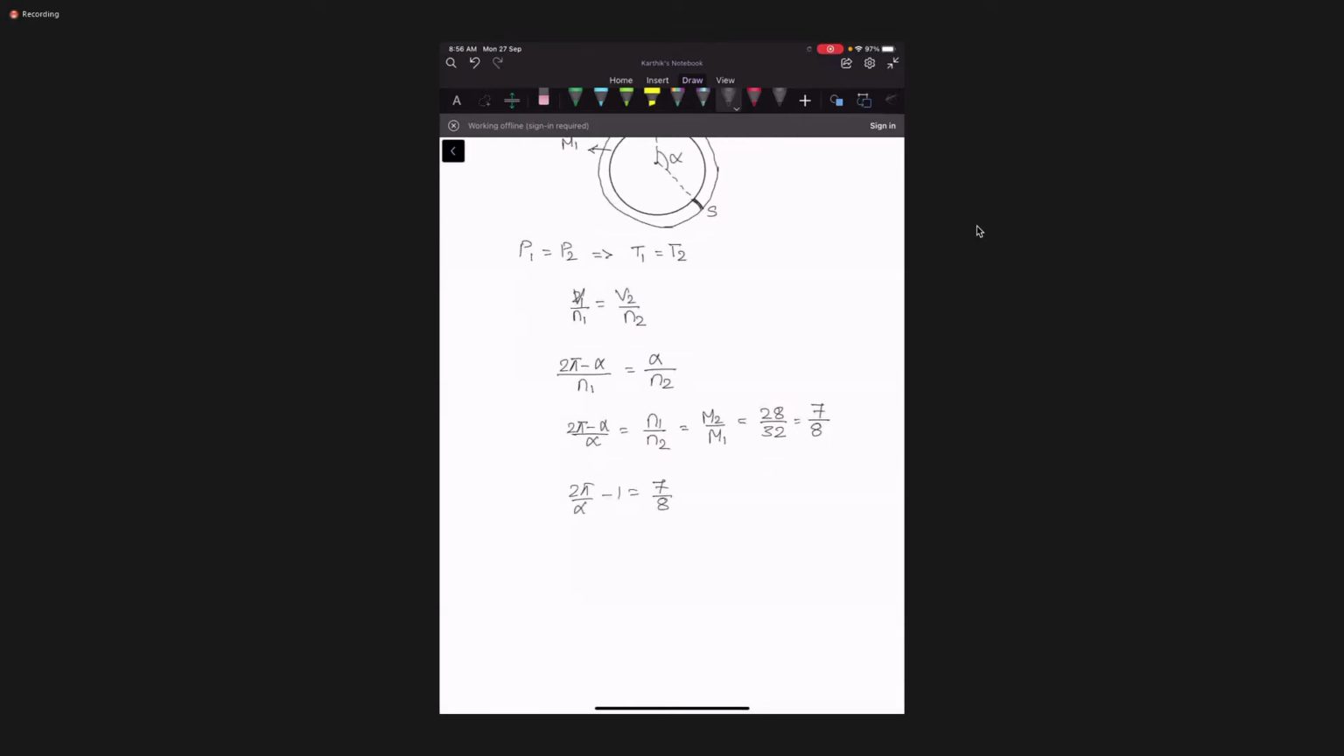16 pi minus 8 alpha is equal to 7 alpha, like that. 2 pi by alpha is 15 by 8, isn't it? So alpha is 16 pi divided by 15.